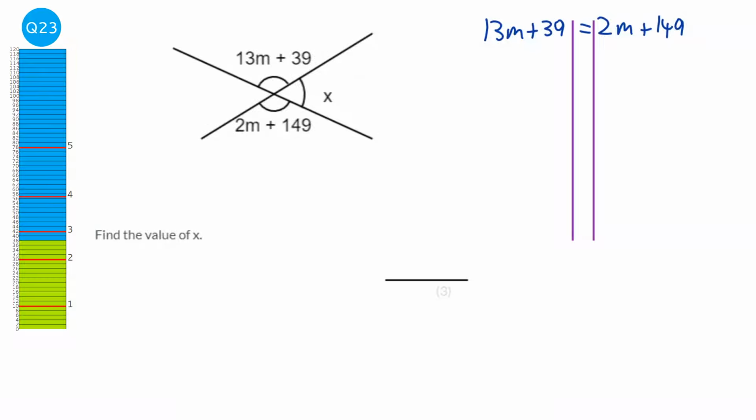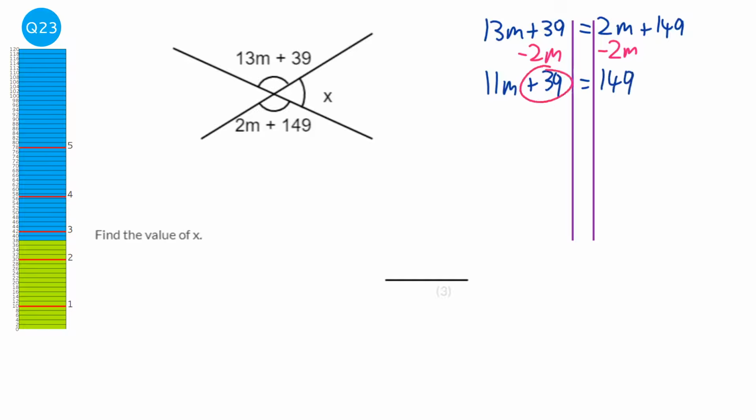And to solve this, we first of all take away the smaller amount of m because we've got m's on both sides. We can't really cope with that when we're solving. And so we've got a 13m and a 2m. So we're going to remove the 2m. We're going to take that away from both sides to start off. And so we're left with 11m plus 39, and we've just got the 149 on the right hand side.